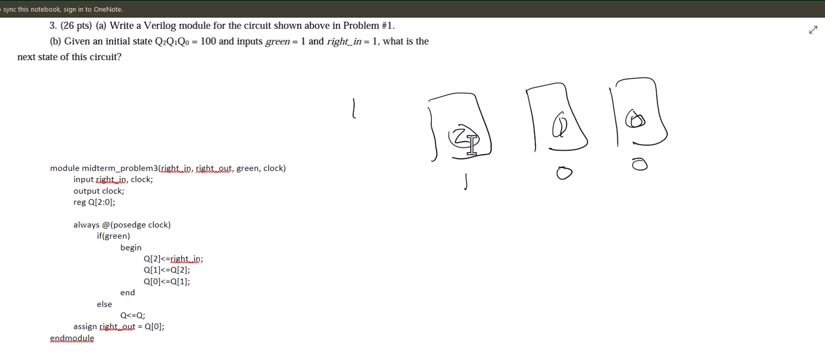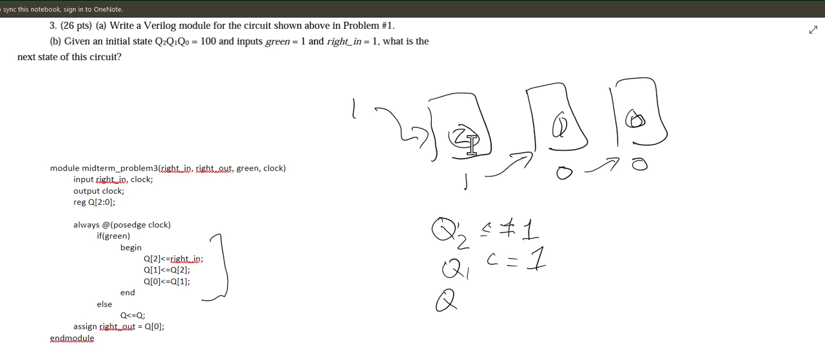So what's the next state of this circuit? We can just look at what we did right here. It's shifting right. So Q2 becomes 1. Q1 is going to become a 1, because this goes here, this goes here, this goes here, and Q0 is going to become 0. So the next state will be 1, 1, 0.